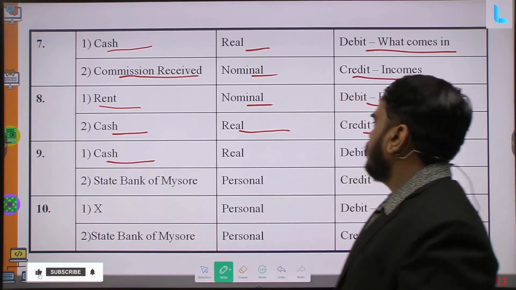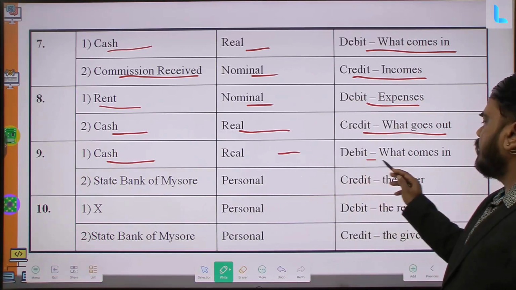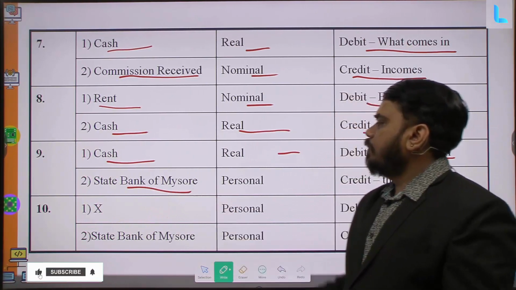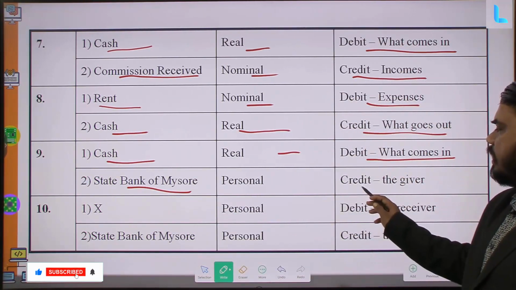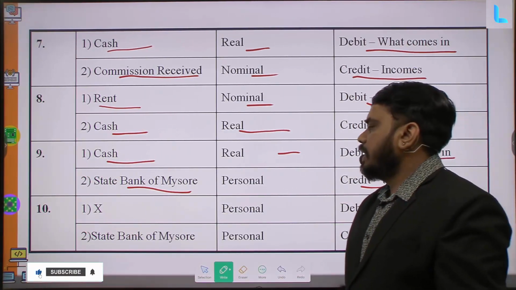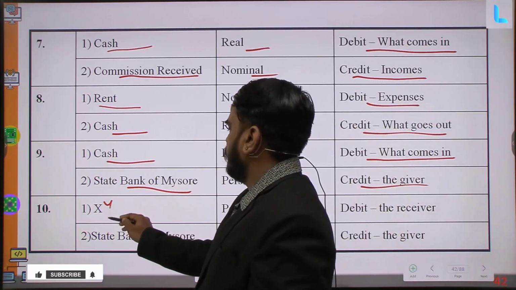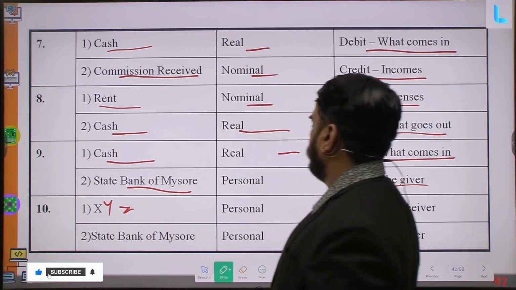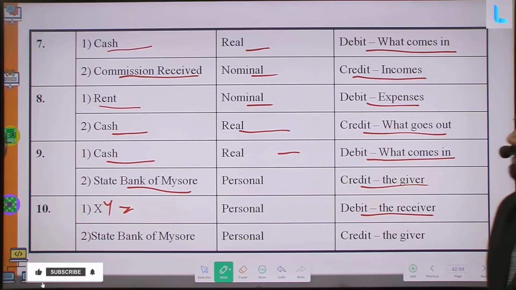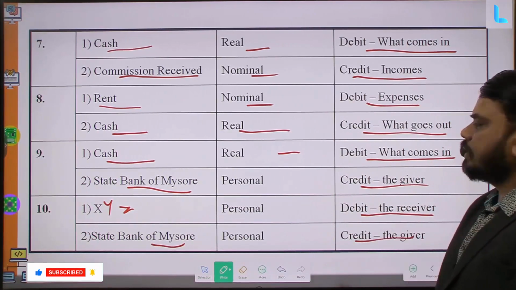Next transaction here, cash account is the real account, we are debiting it, so what comes in, then State Bank of Mysore is a personal account, we are crediting the giver. Similarly, in the last transaction, it is actually XYZ is the company, so it's a personal account, here debit the receiver. Similarly, State Bank of Mysore is also a personal account, so we have to credit the giver.